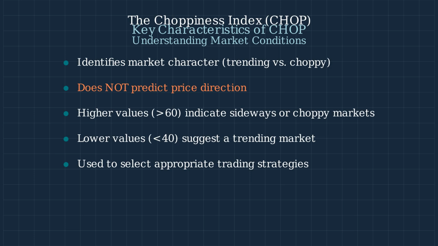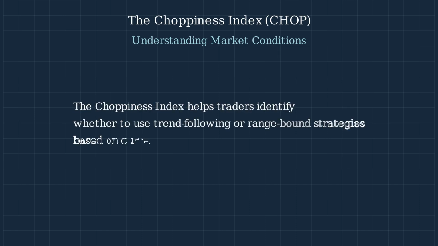Traders use CHOP to select appropriate trading strategies based on current market conditions. In summary, the Choppiness Index helps traders identify whether to use trend-following strategies in trending markets or range-bound strategies during choppy sideways conditions.